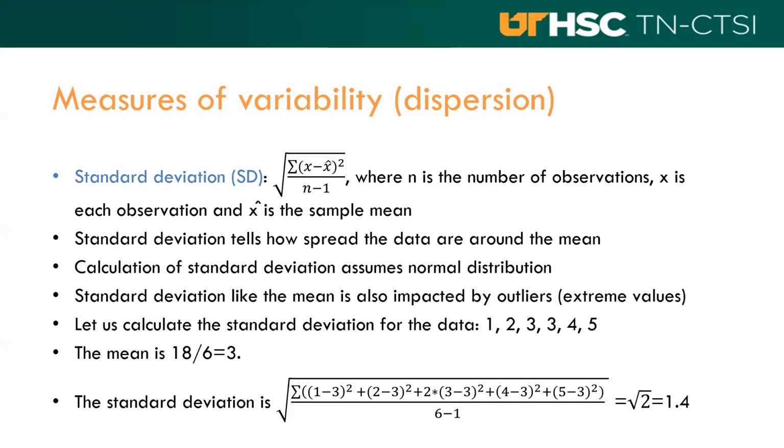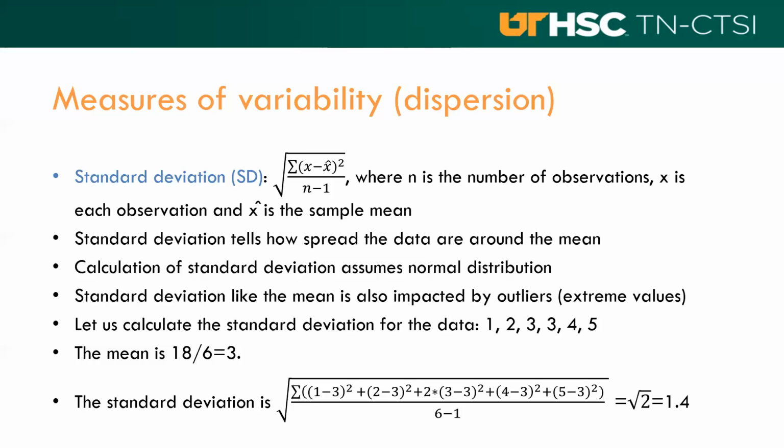The standard deviation tells us how spread the data are around the mean. The calculation of standard deviation assumes normal distribution, like we said, and the data has to have a bell-like curve with a lot of the data in the middle and very few on the edges or on the extremes. And the standard deviation, like the mean, is also impacted by outliers or extreme values. Because the mean and the standard deviation take into account extreme values, for non-normally distributed data it's not a good idea to use the standard deviation and mean to summarize.